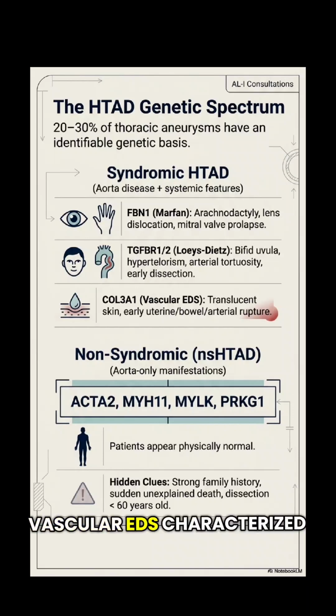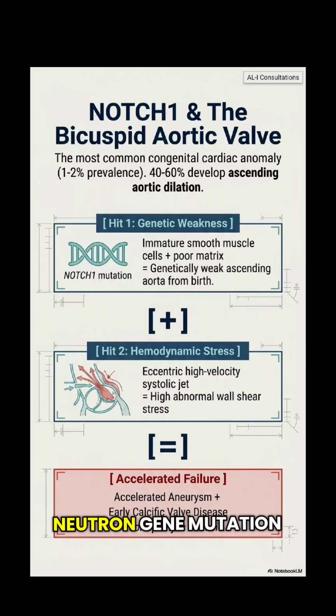Vascular EDS is characterized by translucent skin and early uterine or bowel arterial rupture, associated with the COL3A1 gene. The non-syndromic HTAD has aorta-only manifestations and involves the ACTA2, MYH11, MYLK, and PRKG1 genes. Patients appear physically normal. The hidden clues are a strong family history, sudden and unexplained death, and dissection. Each one of these genes controls a different aspect of the aortic media. NOTCH1 gene mutation is involved with bicuspid aortic valve.